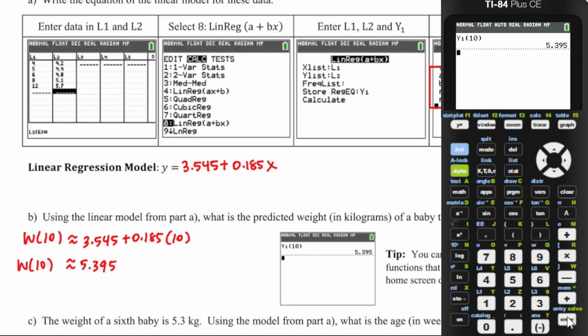Also, in the event that your regression equation has a lot more than 3 decimals, you're going to want the most accurate equation or expression possible. And so you would probably want to store all those decimals, and you want to do that fastest by storing that equation into y1.